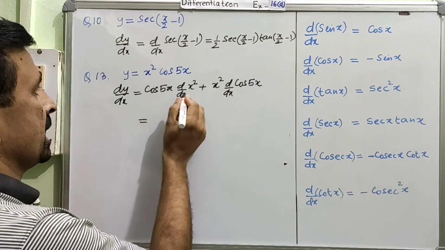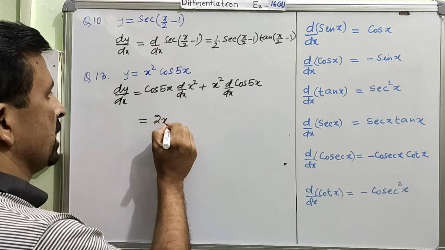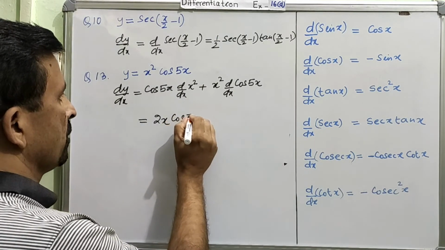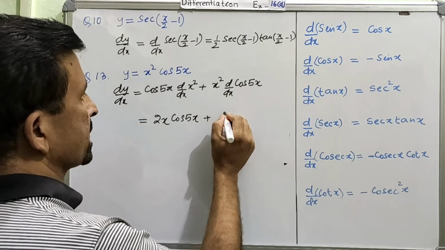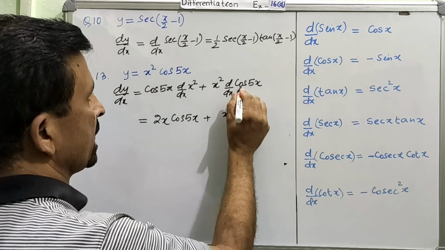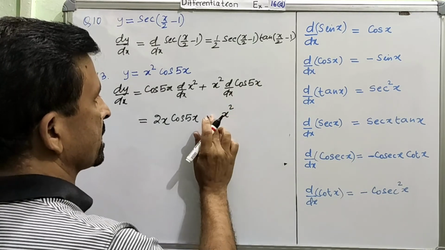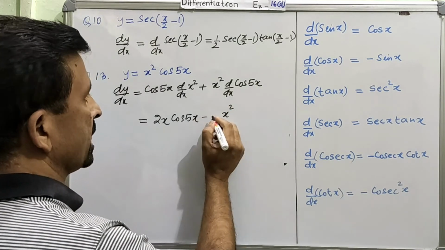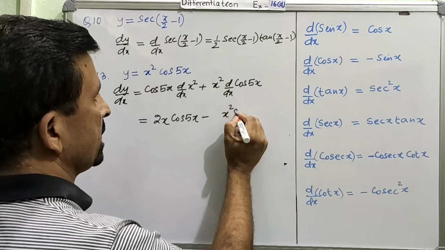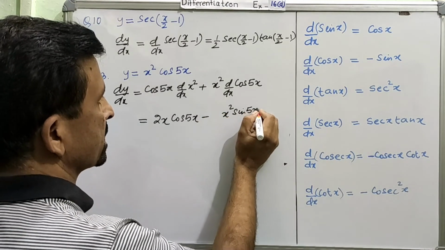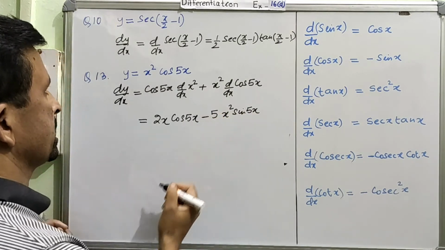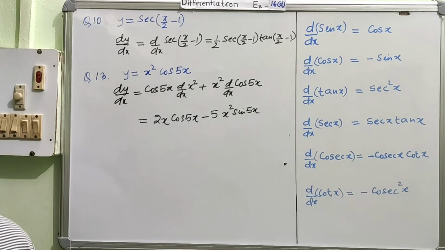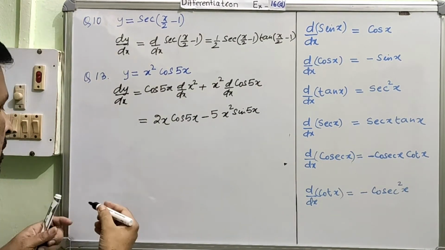Now the derivative of x square will be 2x. So this is 2x and this is cos of 5x. Now this is x square as it is, and then the derivative of cos. The derivative of cos is minus sin, so minus sin 5x, and then the derivative of the angle, this is 5. So this is your answer. Am I clear? Okay.